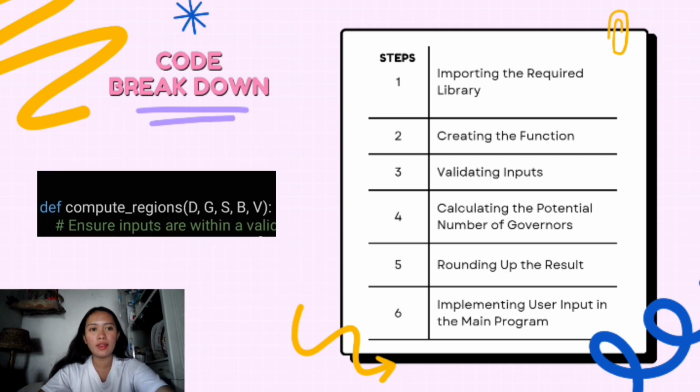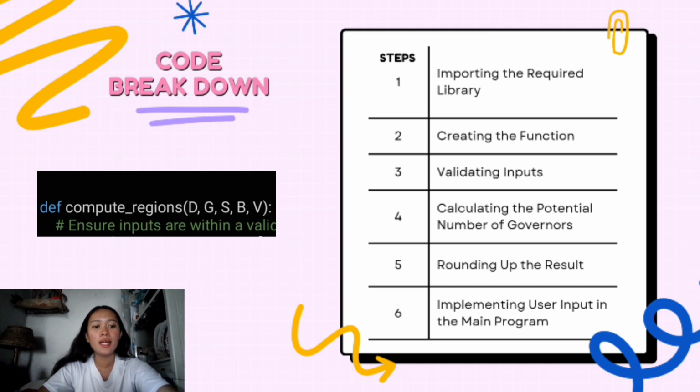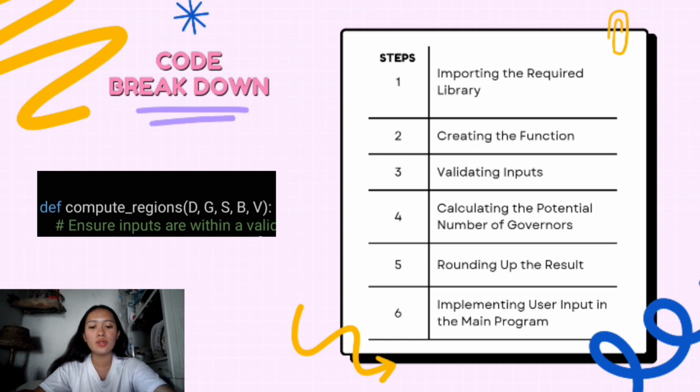Step 2. Creating the function. This function, compute regions, is designed to calculate the number of potential governors for a given region. It takes 5 parameters, which are demographics, geography, socioeconomics, behavioral, and governor value. These inputs represent different factors that influence governance decisions. The function then processes these inputs to determine how many governors are needed.